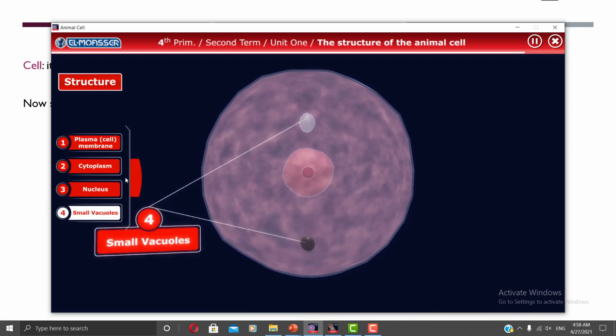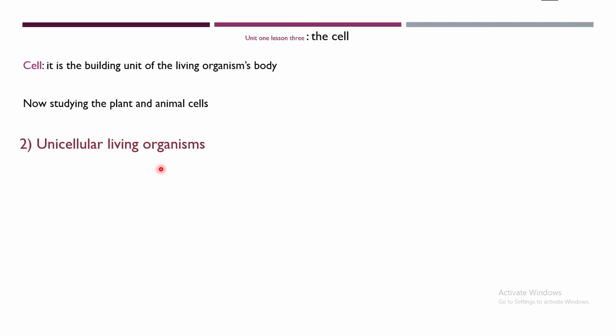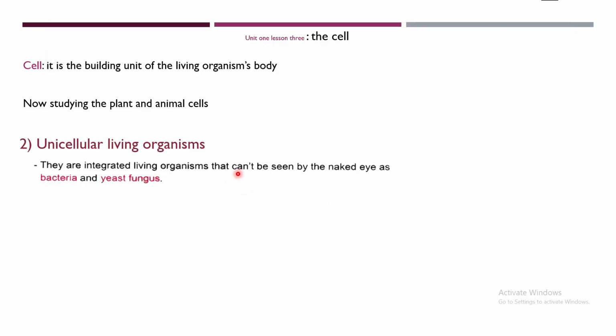And of course, as well, we want to know the function of each one of them and to know the difference between the structure in the animal cell and the plant cell. Now moving to the unicellular living organisms. Well, they are integrated living organisms that can be seen by the naked eye. We can see them, for example, like the bacteria and the yeast fungus.